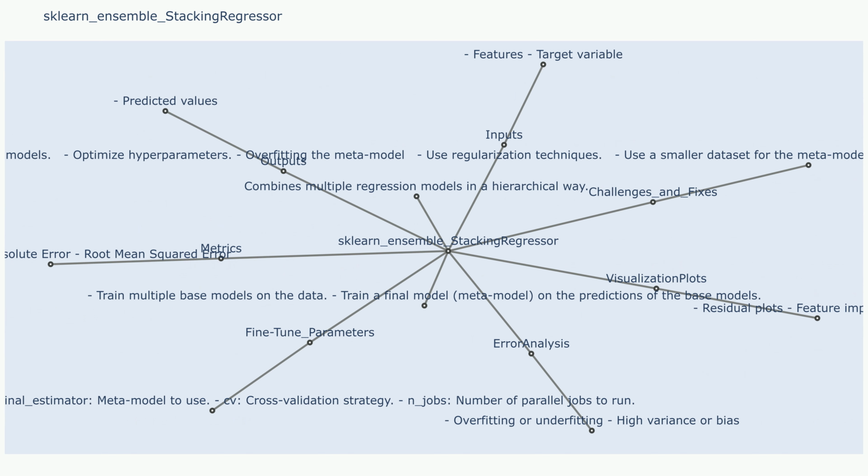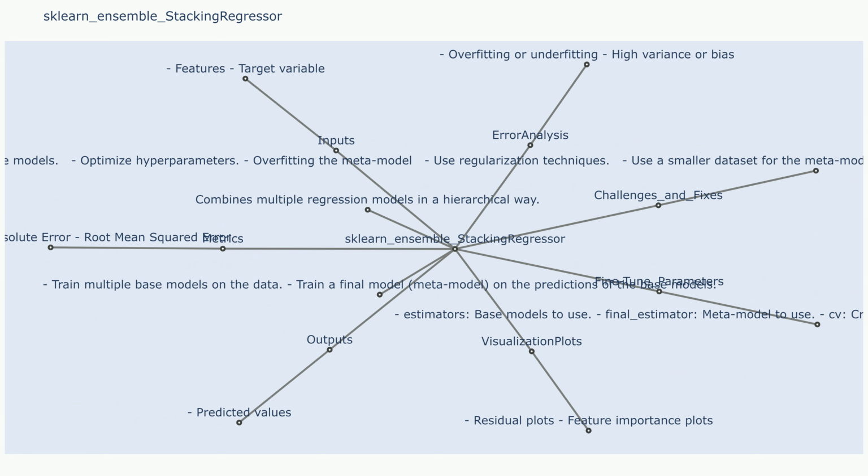Fixes to challenge 2: use less complex base models to reduce the computational cost. Use parallel processing to speed up training. Consider using a subset of the data for training if computational resources are limited.